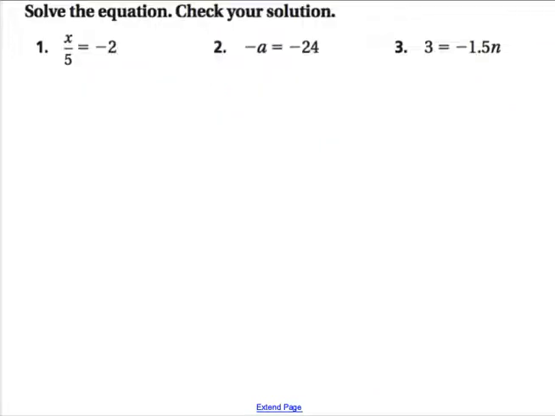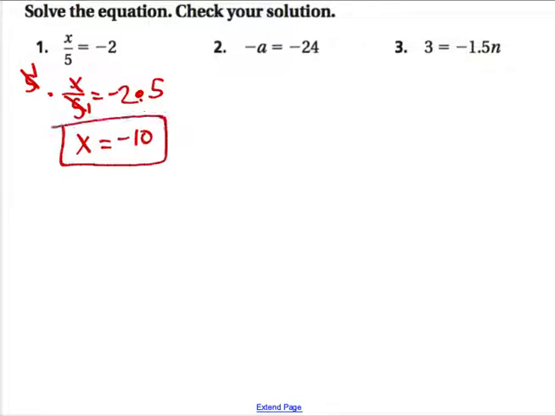And let's just look at a couple more examples real quick. X divided by 5 equals -2. Because this kind of looks like a fraction, generally speaking, we'll use multiplication. And right here, we're dividing by 5, so we want to multiply by 5. The 5 divided by 5 is 1. -2 times 5 is -10. We get an answer of -10.